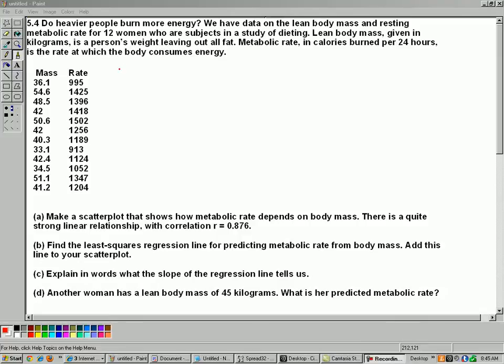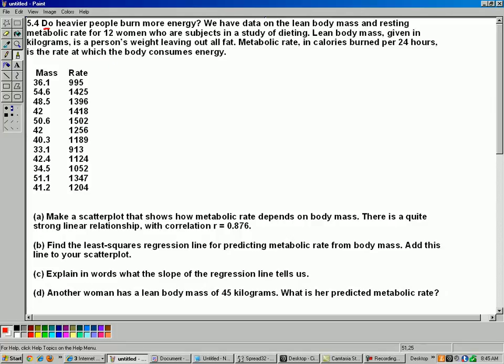Hello, this is chapter 5, question number 4. I'd like to do this as an example. It says, do heavier people burn more energy? We have the data on the lean body mass and resting metabolic rate for 12 women who are subjects in the study of dieting.